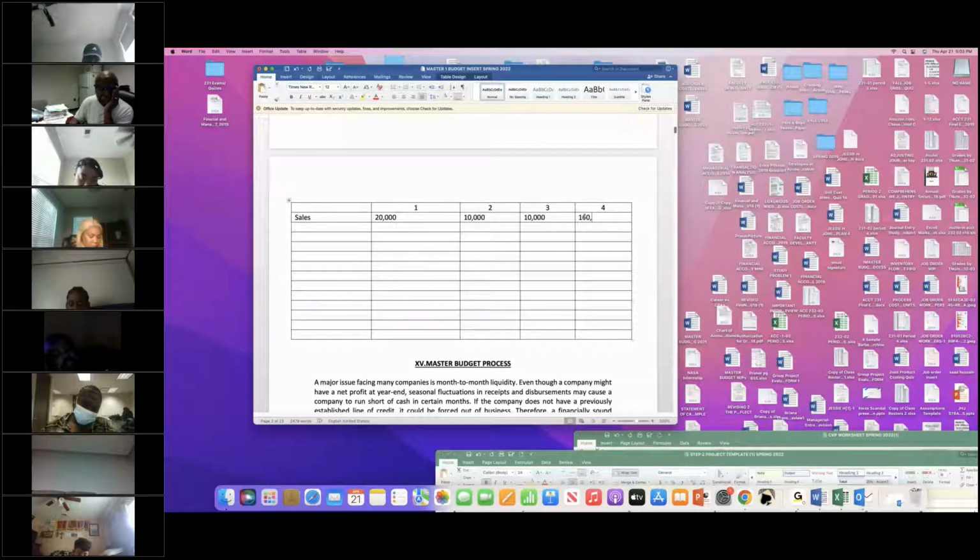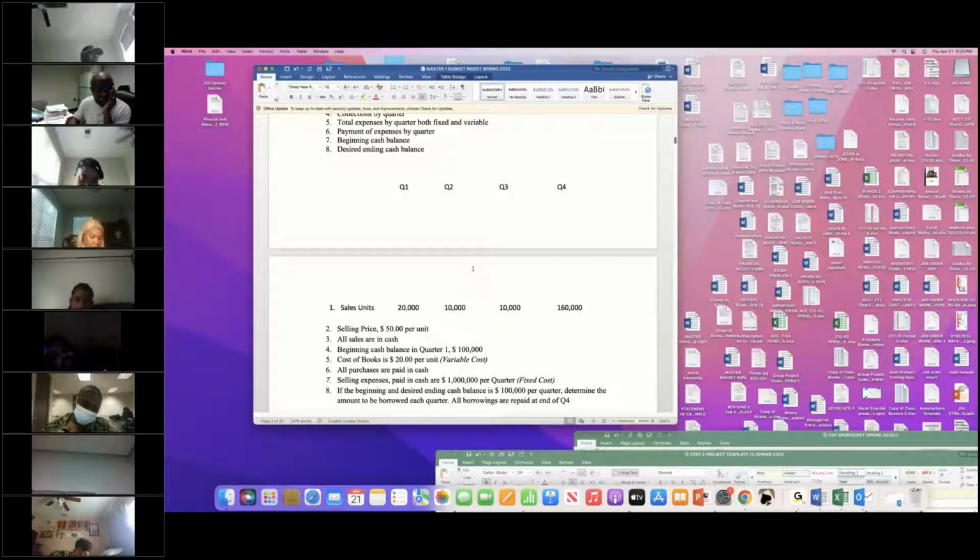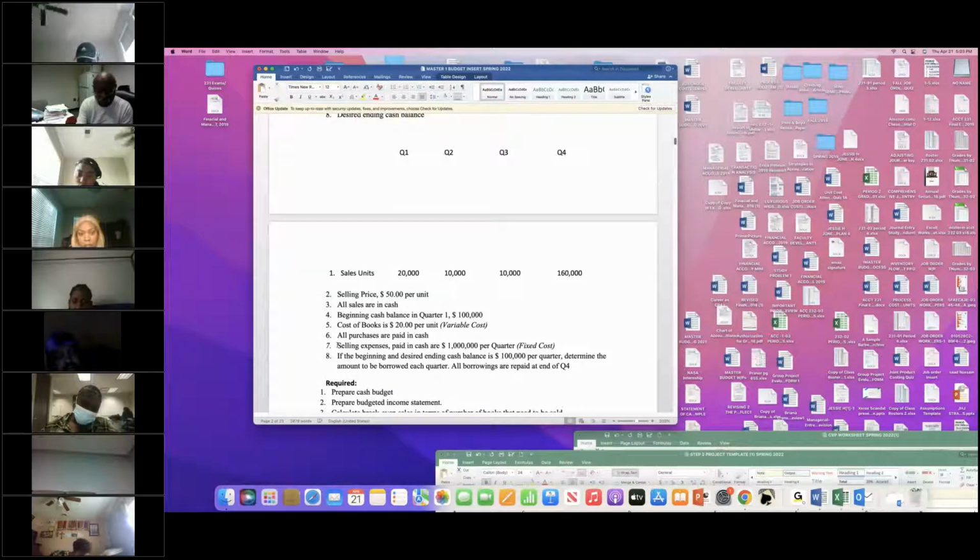And so this company is operating, and that's what the sales are going to be. Its selling price is 50 and its cost is 20. It's in the mall and has to pay rent. So it's paying this rent of $1 million a quarter. I don't care how much is sold, they got to pay $1 million a quarter.